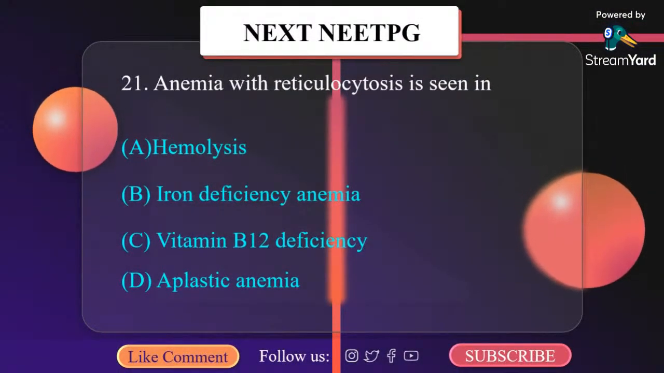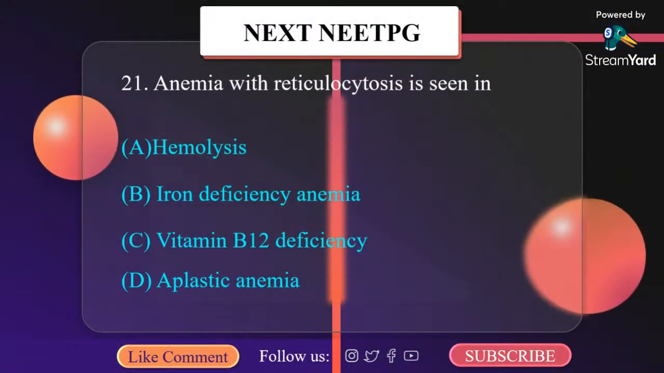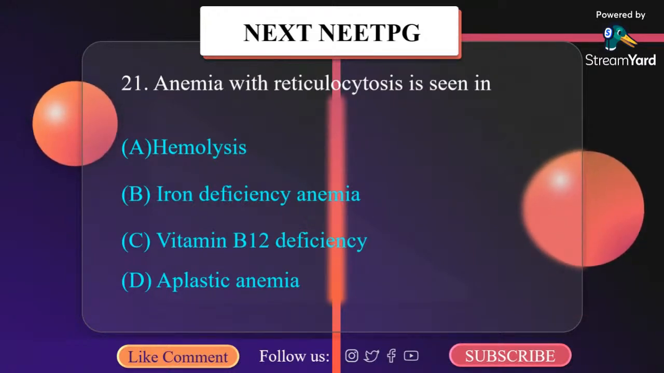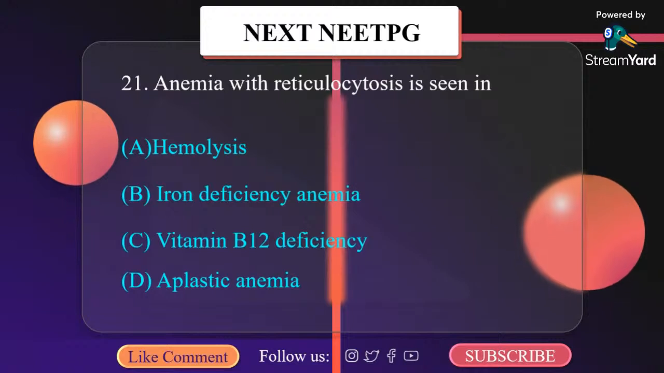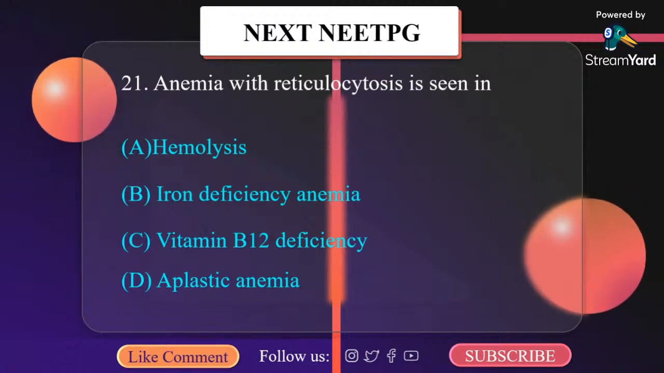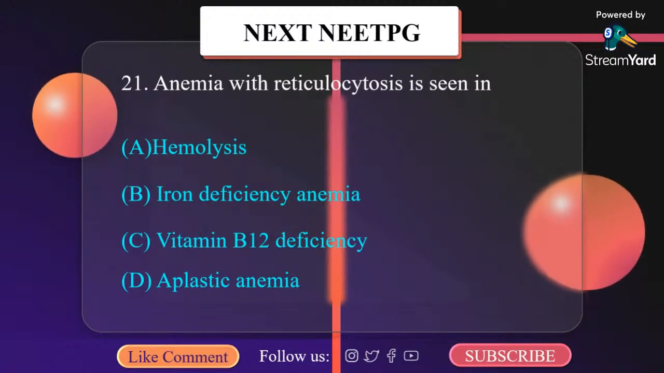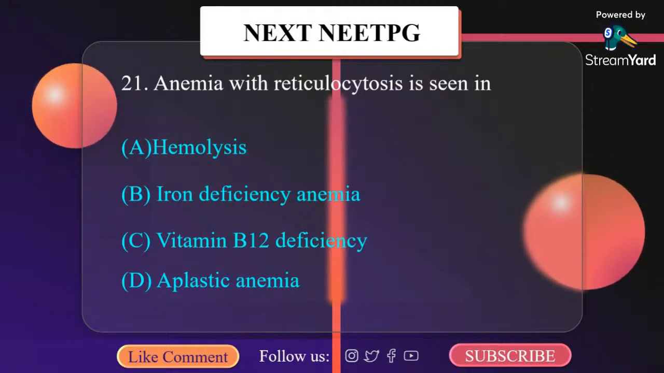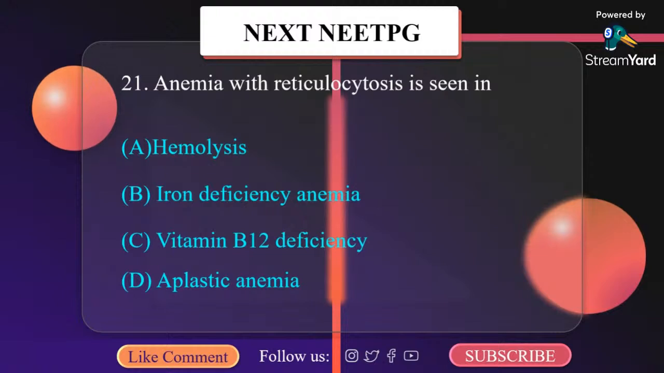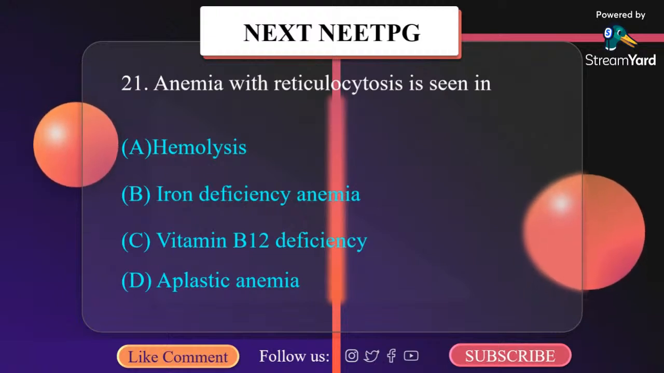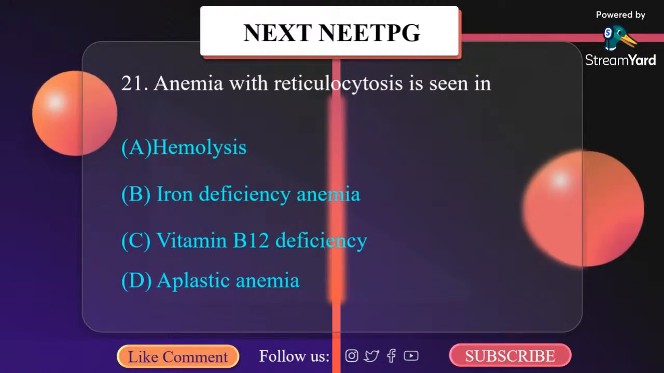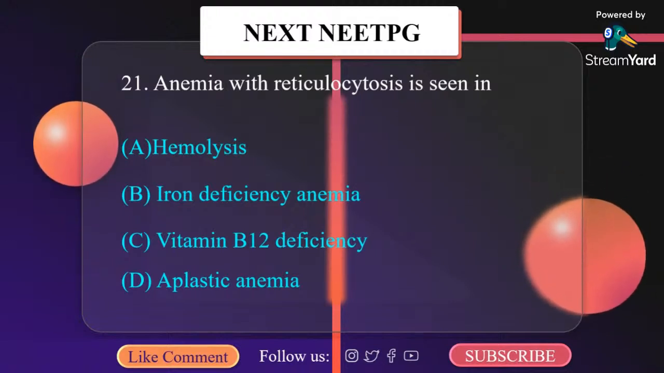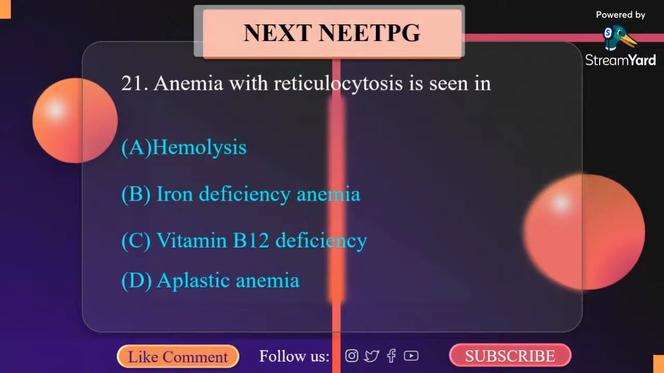Anemia with reticulocytosis is seen in A. Hemolysis, B. Iron deficiency anemia, C. Vitamin B12 deficiency, D. Aplastic anemia. It is hemolysis. Conditions which can cause reticulocytosis are acute blood loss or hemorrhage. Post-splenectomy can cause reticulocytosis. Microangiopathic anemia, autoimmune hemolytic anemia can cause reticulocytosis. Hemoglobinopathy, that is sickle cell anemia, thalassemia can cause reticulocytosis. Post-anemia treatment like folate supplementation, iron supplementation, vitamin B12 supplementation can cause reticulocytosis.